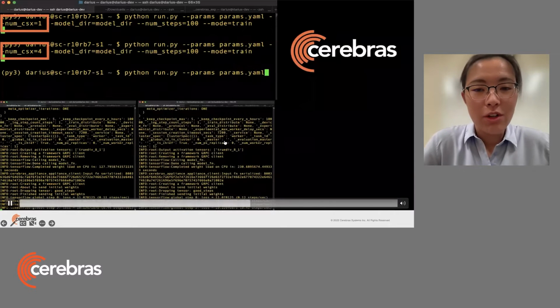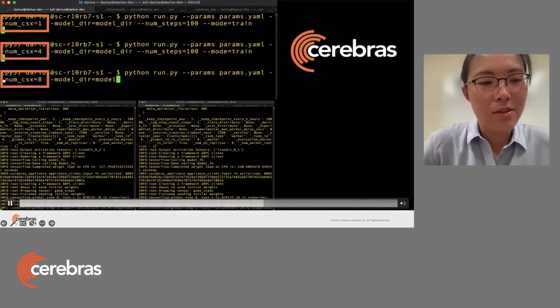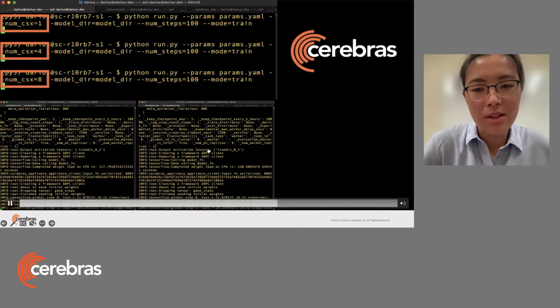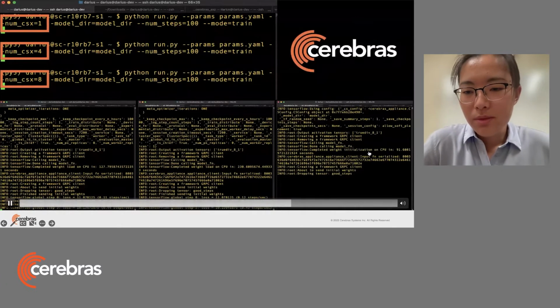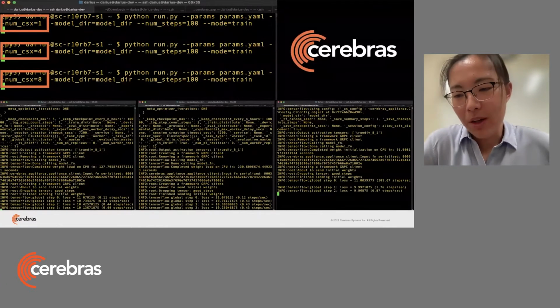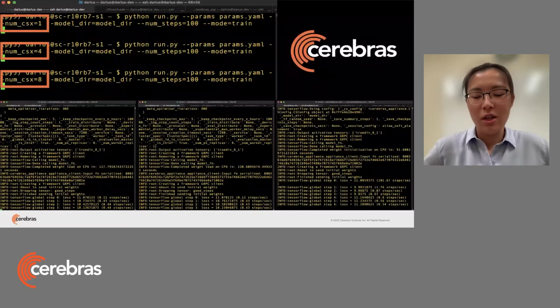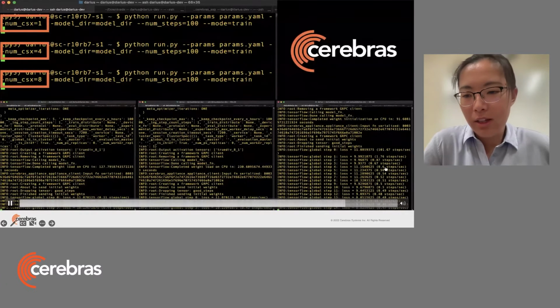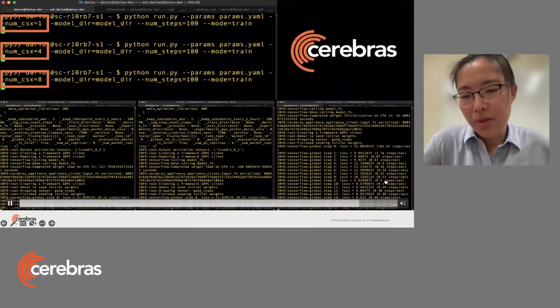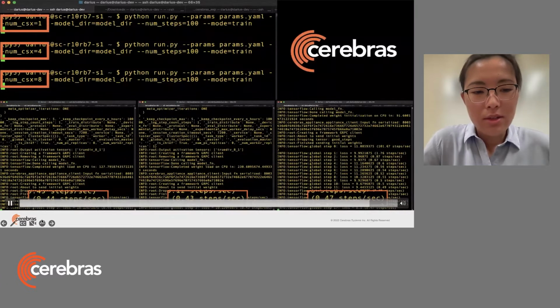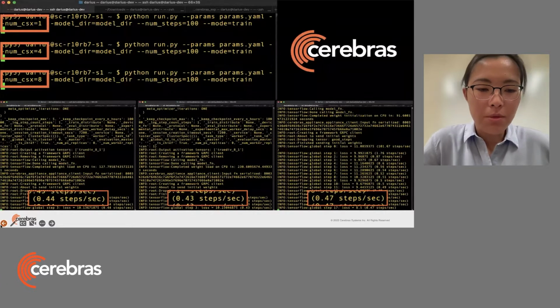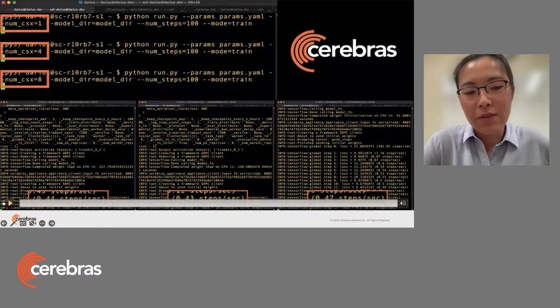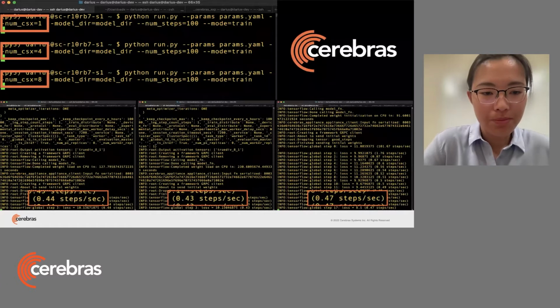And similarly, if you want to run 8 systems, change the num-CSX to 8 on the same command. And you'll see that compilation finishes and then training starts. So the progress printout will show you the throughput of the training that you're running on the right. This throughput number is per CS system. And you can see that regardless of the number of CS systems that you're using, this number actually remains about the same. And that actually is what gives us linear scaling when it comes to our multi-system cluster.